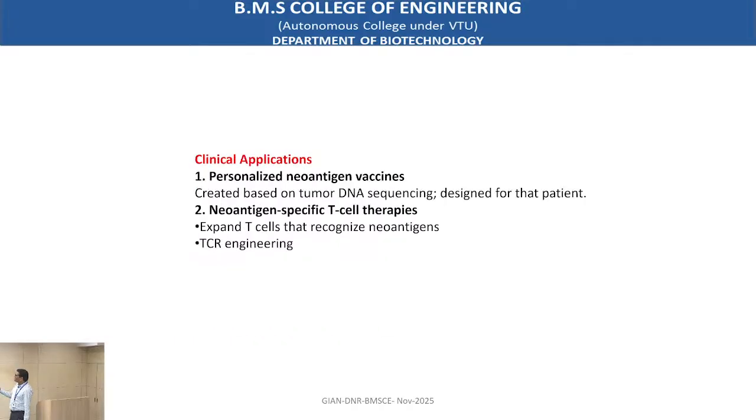So anyway, these two, CAR T cells and neoantigens, come as personalized therapy. That means each individual patient gets their own drug, basically. The personalized neoantigen vaccines are created based on tumor DNA sequence, designed for that patient. They will not be useful for any other patient, only for that patient. For neoantigen specific T cell therapies, that means CAR T cells, basically you take out the patient's own cells, engineer them, inject them, and try to kill the cancer cells.